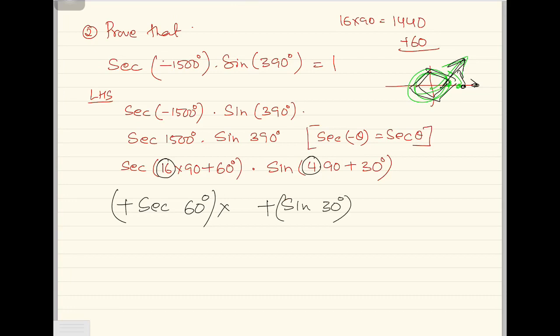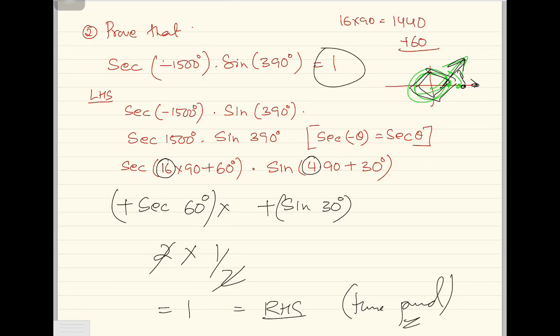So ultimately what do you get? Sec of 60 will be the reciprocal of cos 60. What is cos of 60? Cos of 60 is half. So if cos 60 is half, sec 60 will be 2. Multiplied by sine 30, which is half. So cancel it out and the answer is 1, which equals RHS. So hence proved. This is what I had to prove.